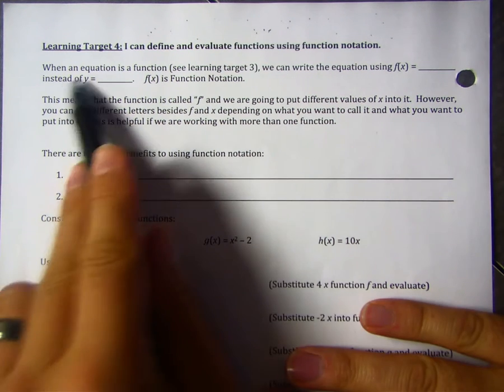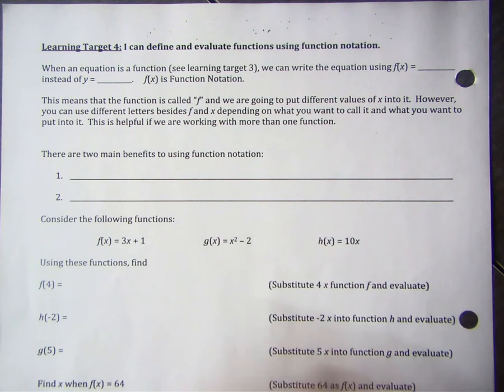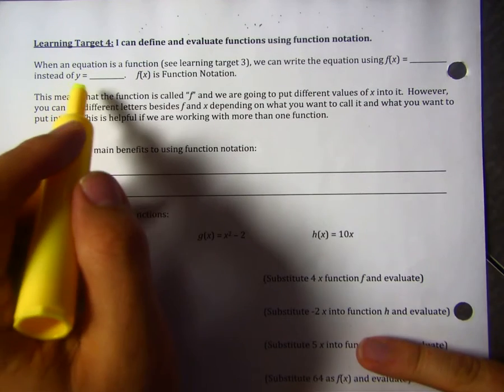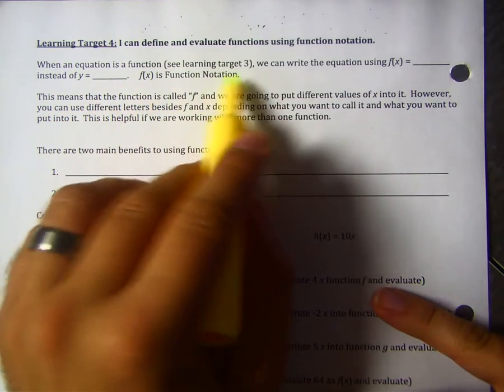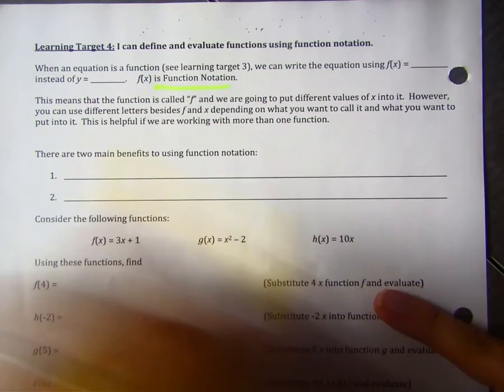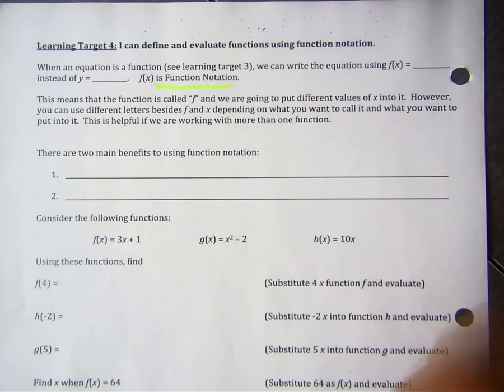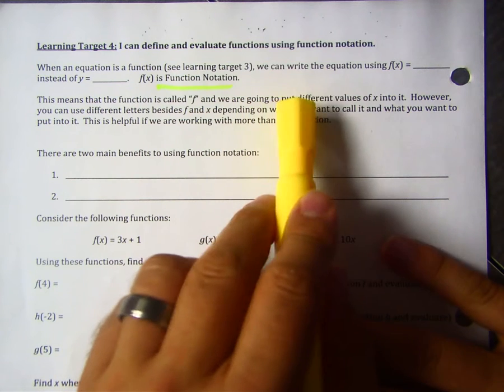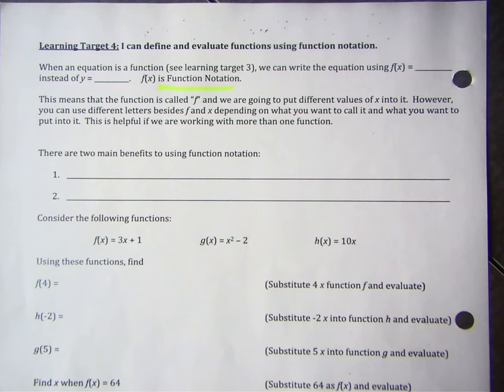Alright, so when an equation is a function, as you know, it has to have one output for each input. We can write the equation using f of x equals instead of y equals. So f of x is what we call function notation. This means that the function is called f, and we are going to put different values of x into it. However, you can use different letters besides f and x depending on what you want to call it and what you want to put into it. This is helpful if we are working with more than one function.